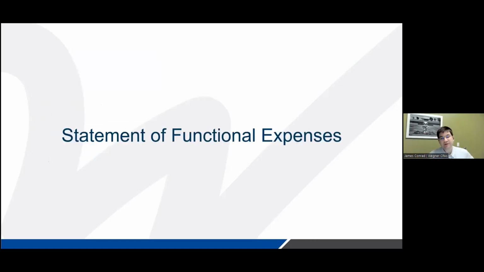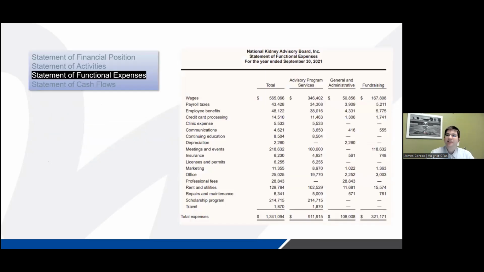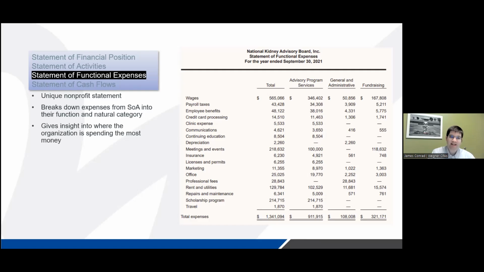So we're going to move on to the statement of functional expenses here. We saw some of the activity in the statement of activities, but this is where you're going to get that extra detail if you have the condensed big buckets, so to speak. So this is a unique nonprofit statement, and you're going to be breaking down just the expense section into what is called the expenses function and its natural category. And we're going to get into that here in a second. And it really breaks down where you're spending the most and how you're spending it.